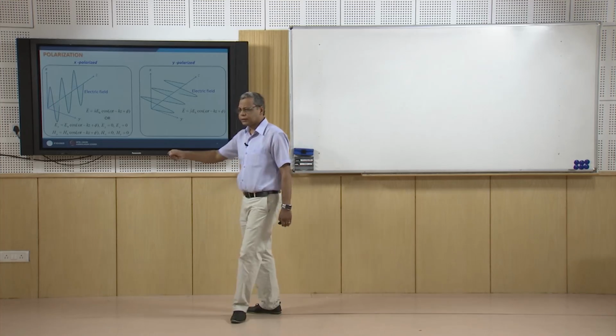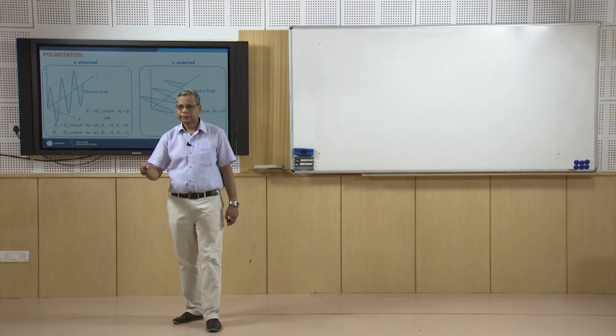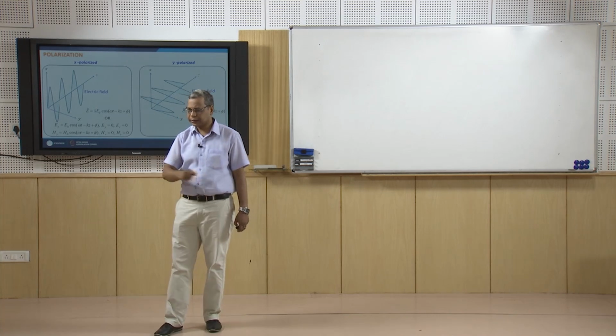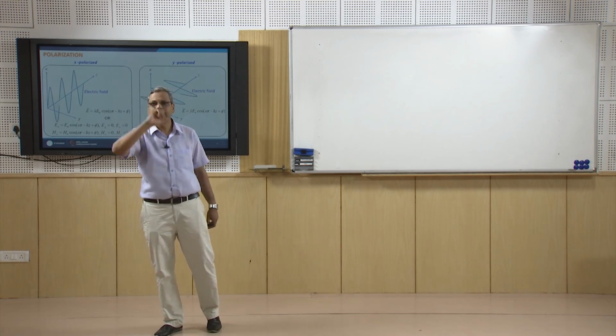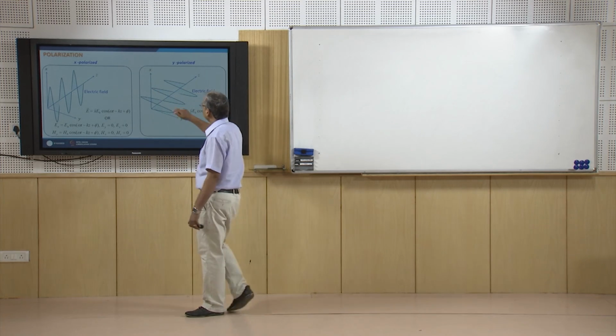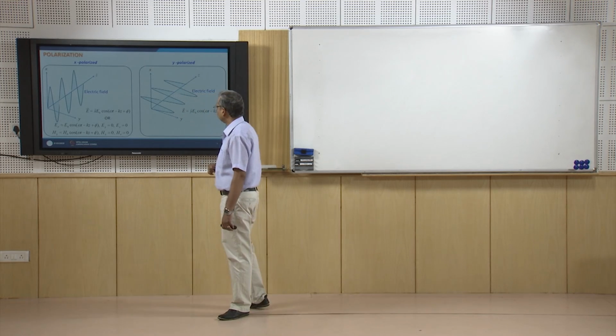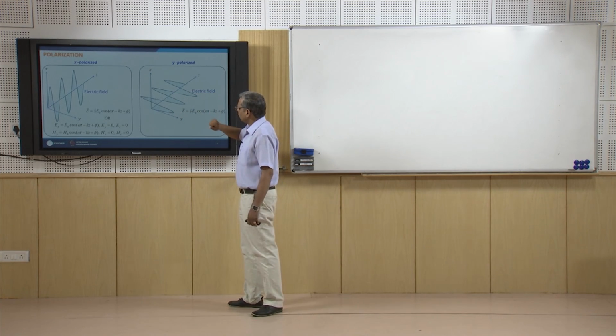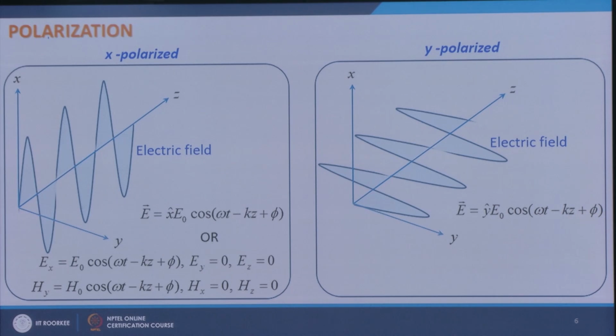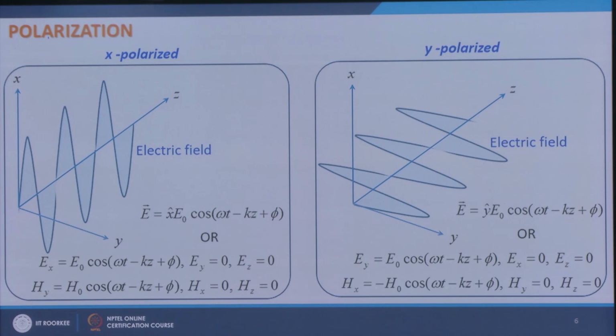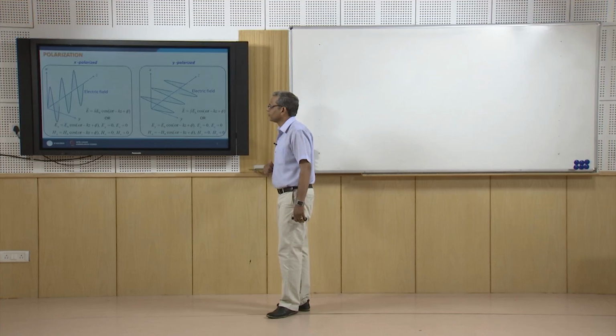I can also shake the string in y direction. Instead of x direction, I can shake the string in y direction and then the wave goes something like this. It again travels in z direction, but now the displacement is in y direction. So, your E is now y cap E0 cosine omega t minus kz plus phi, or you can again write them down in terms of the components of electric and magnetic field, and these are the components you will get corresponding to this y polarized wave.